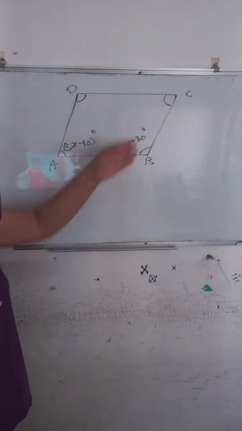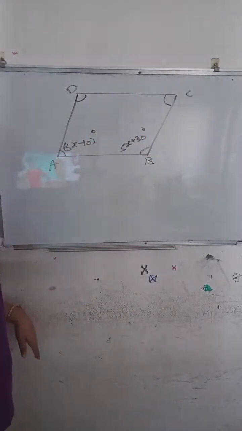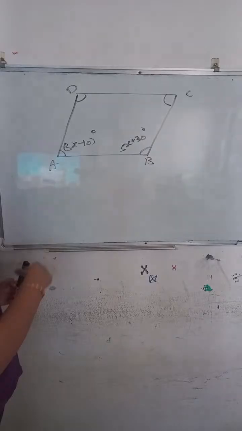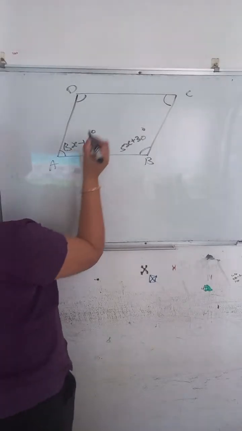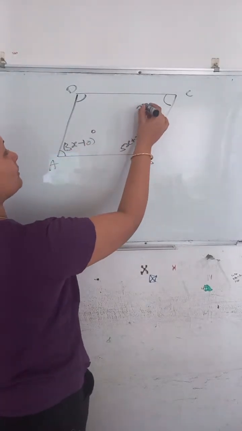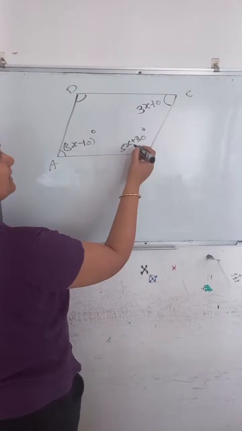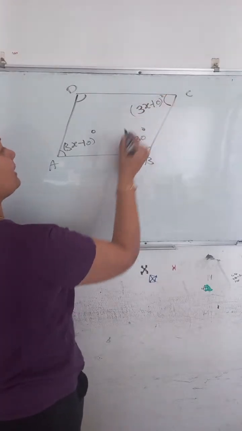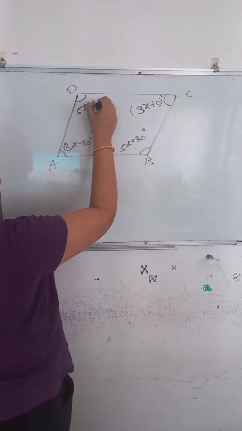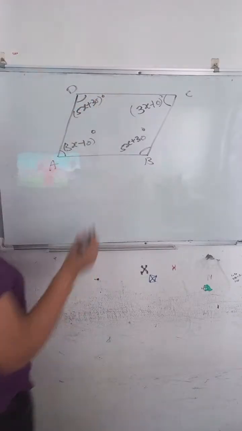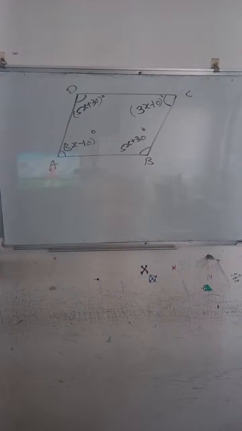Again, their co-interior sum is 180, because this is a parallelogram. Opposite angles are equal. So if this is 3x minus 10, then the opposite angle is also 3x minus 10 degrees. And this is 5x plus 30, and this is also 5x plus 30 degrees. In a parallelogram, opposite angles are equal.